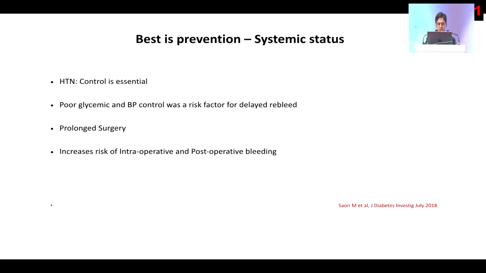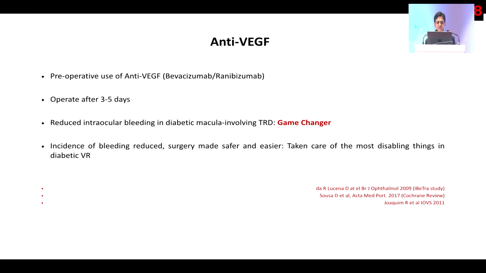And anti-VEGF, as I mentioned, pre-operative use of anti-VEGF has really reduced the incidence of bleeding. We should operate within 3 to 5 days, I think that is late now. I think we should operate within 2 to 3 days after giving it. It has really reduced the bleeding and improved the surgical success rate. But we should keep in mind, once we give anti-VEGF agents, it can also worsen the tractional retinal detachment. So be ready to operate at an earlier stage.